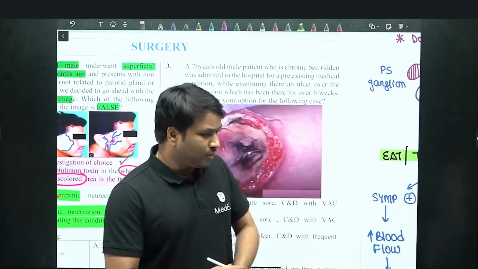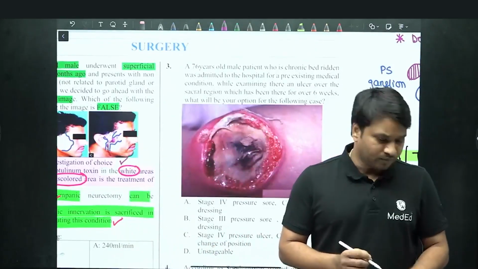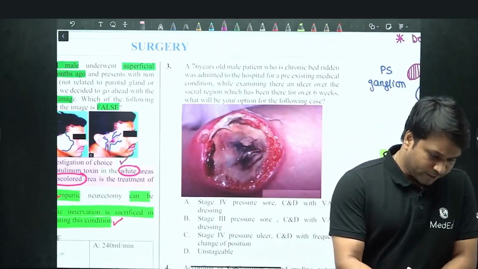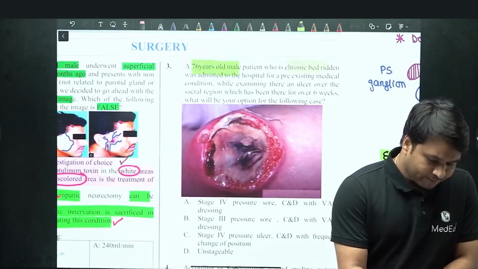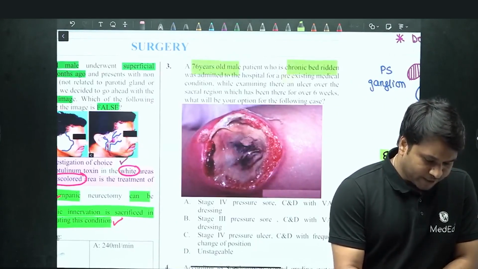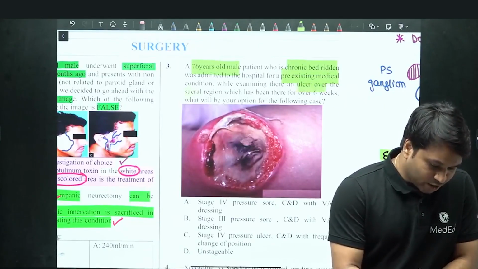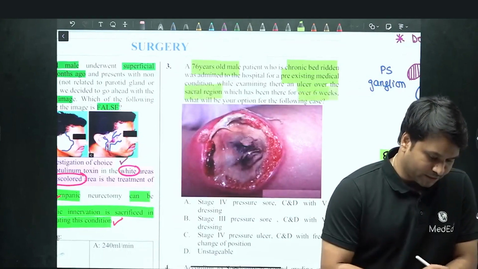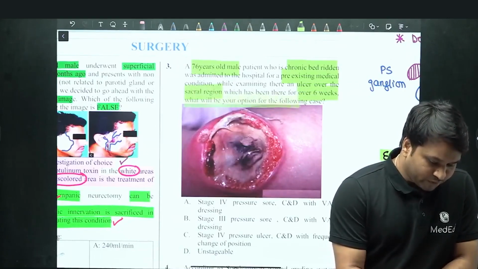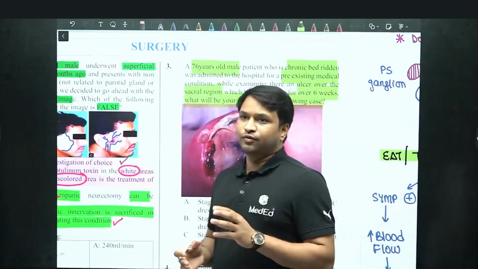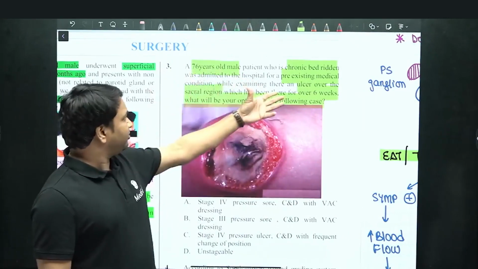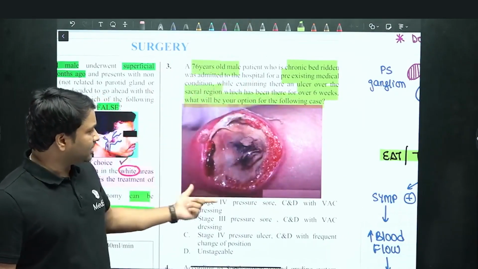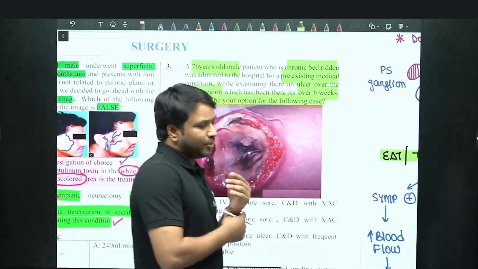Alright guys, question number 3. We have a 76-year-old male, chronic bedridden, admitted to the hospital for a pre-existing medical condition. While examining, there is an ulcer over the sacral region which has been there for 6 weeks. What will be your opinion for this case? First of all, what is the diagnosis? This is a 76-year-old male, chronic bedridden patient, with an ulcer over the sacral region. It's a classical case of pressure sore.